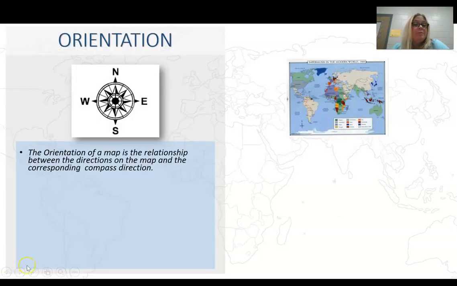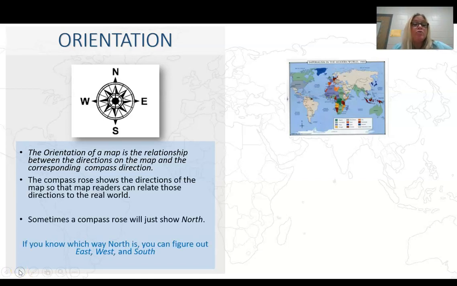Orientation. The orientation of a map is the relationship between the directions on the map and the corresponding compass direction. So which direction do you need to hold your map so that you can see where north is or where east is? So this is helpful to the reader so they can know the direction they need to travel.